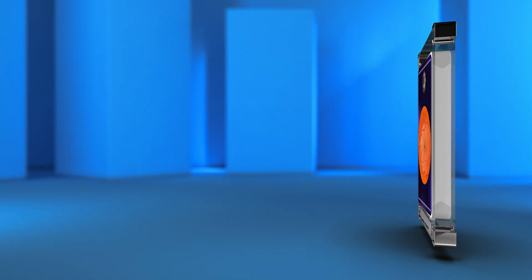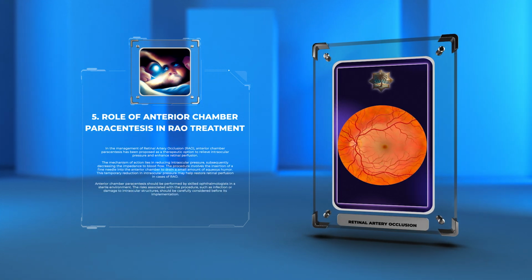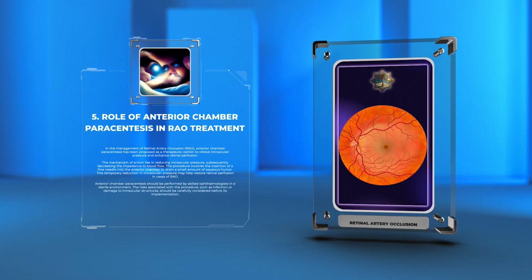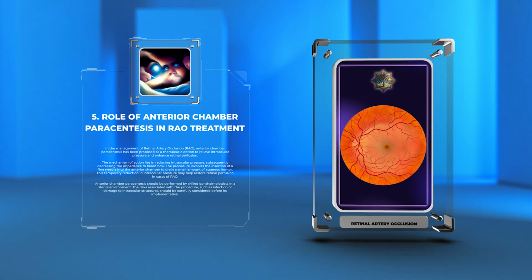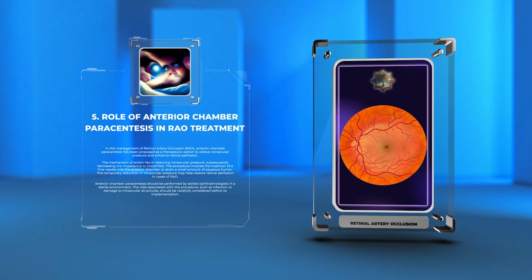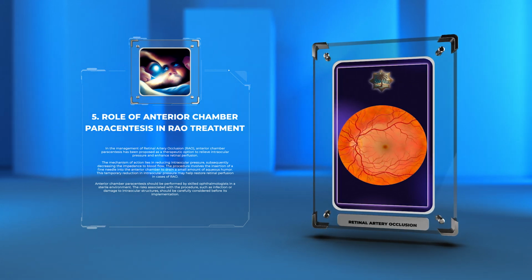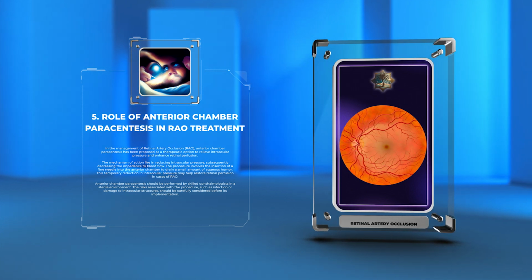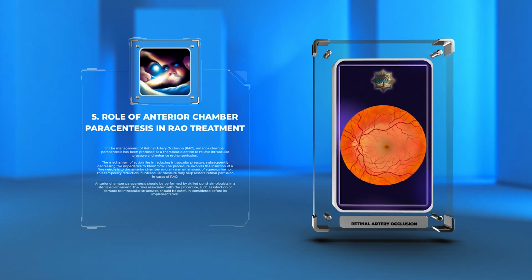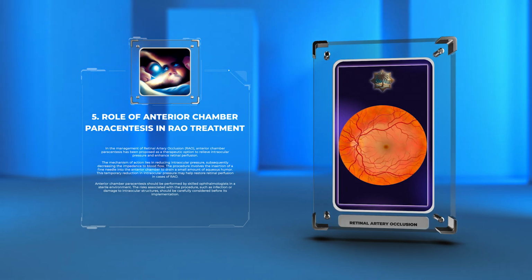In the management of retinal artery occlusion, RAO, anterior chamber paracentesis has been proposed as a therapeutic option to relieve intraocular pressure and enhance retinal perfusion. The mechanism of action lies in reducing intraocular pressure, subsequently decreasing the impedance to blood flow. The procedure involves the insertion of a fine needle into the anterior chamber to drain a small amount of aqueous humor. This temporary reduction in intraocular pressure may help restore retinal perfusion in cases of RAO.